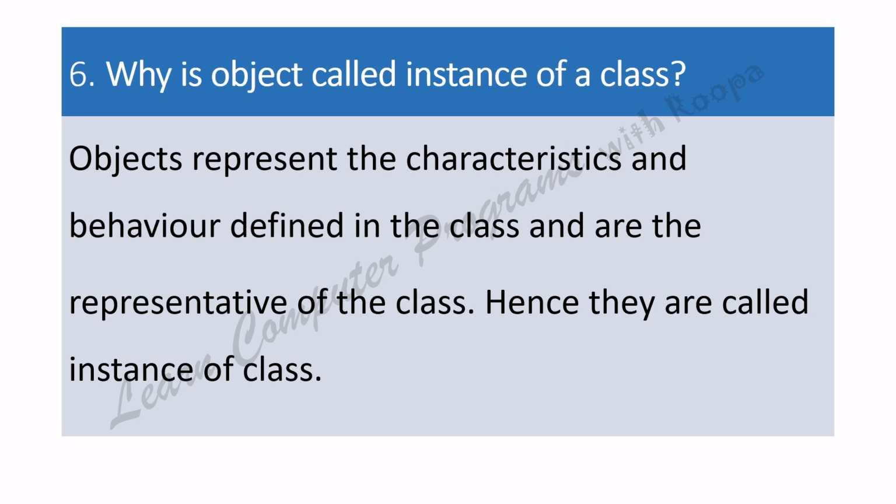We cannot use the class directly in our programs. We have to first create the object. In the previous question I told you how to create the object. You have to create the object and then through that object we call the methods. For example, we say ob.display, ob.accept. So what happens here is we are using the object name dot the method name. So they are called the instance of a class.